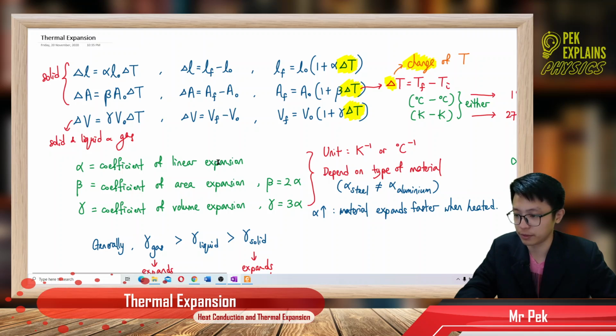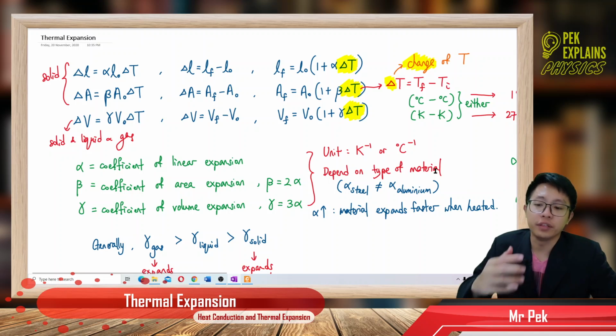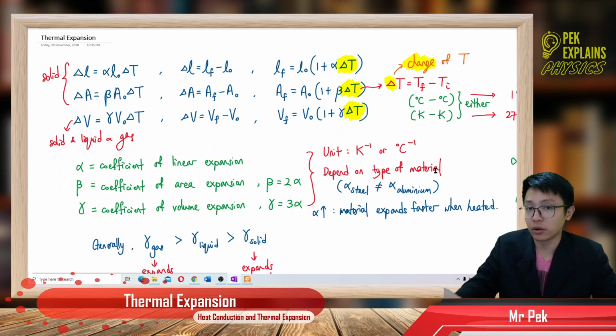Coefficient of linear expansion. What is actually the coefficient of linear expansion? It depends on the type of material. It's just like the thermal conductivity. It's just like the Young modulus. All these depend on the type of material. So now we are talking about thermal expansion, the ability of a material to expand. So the coefficient of linear expansion depends on the type of material.